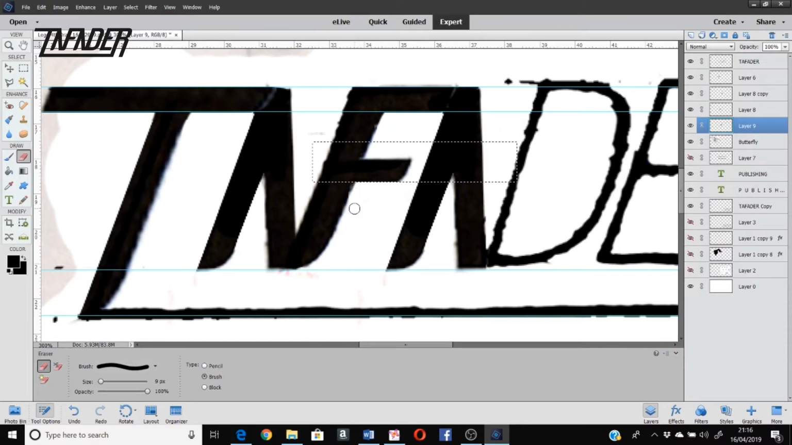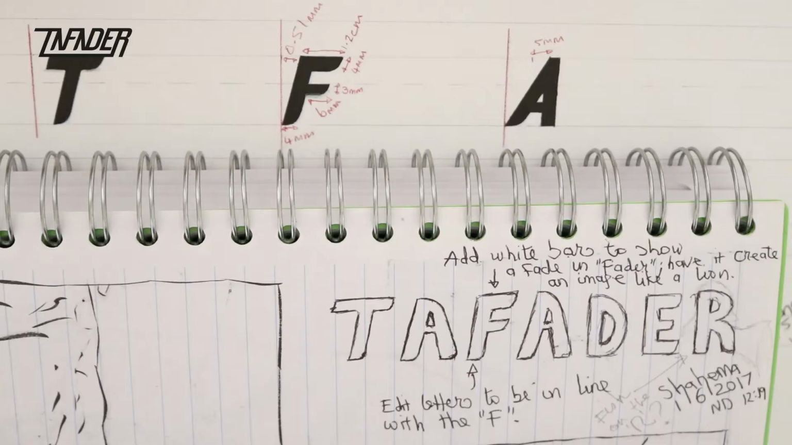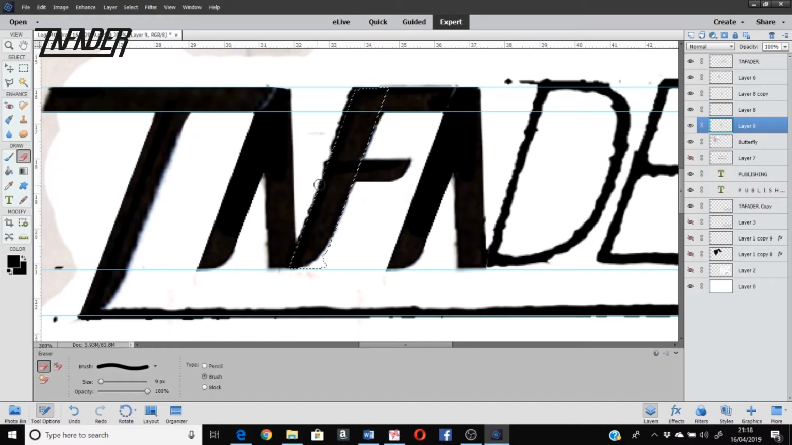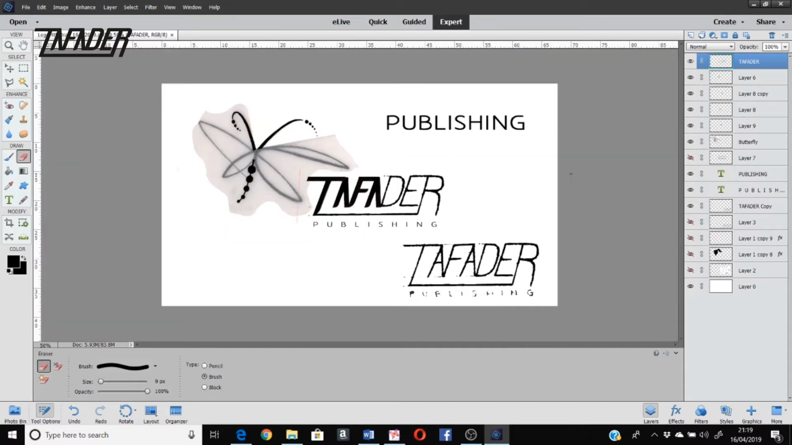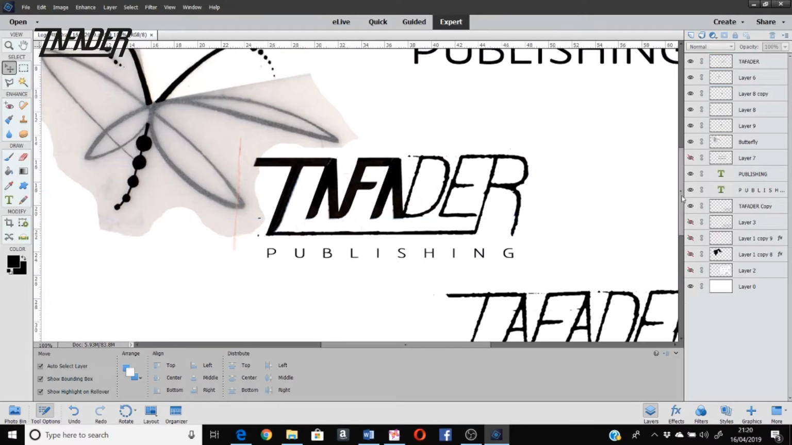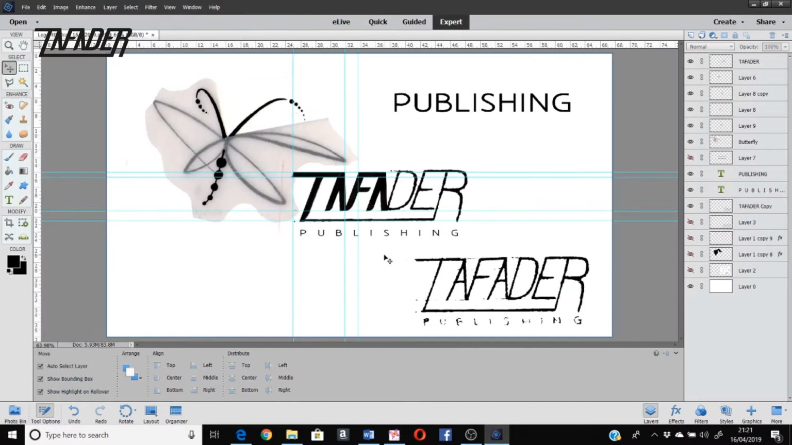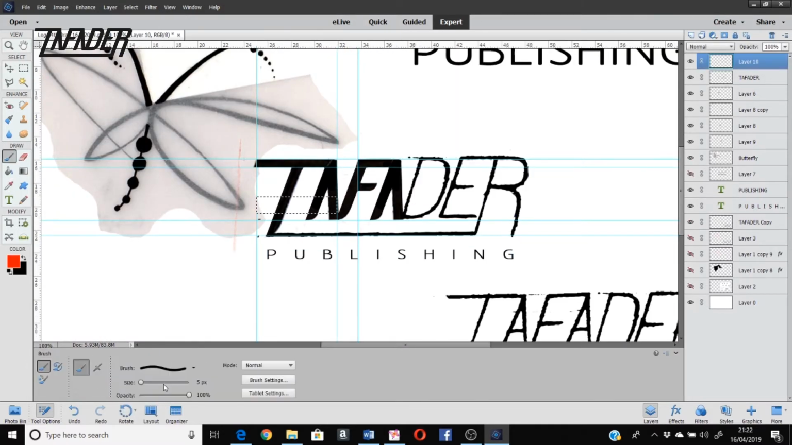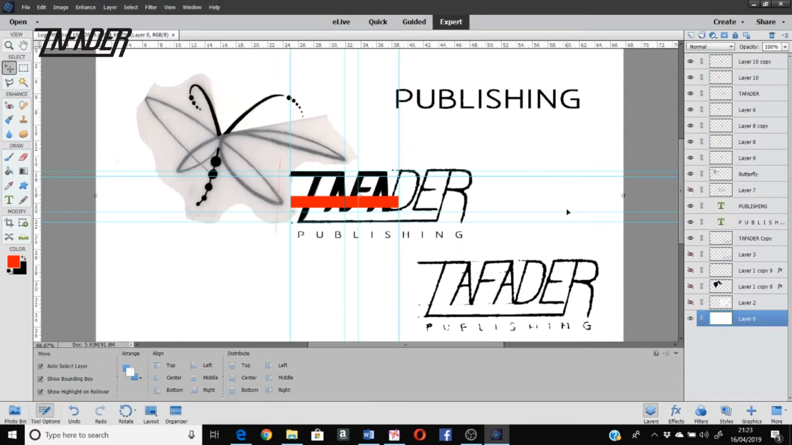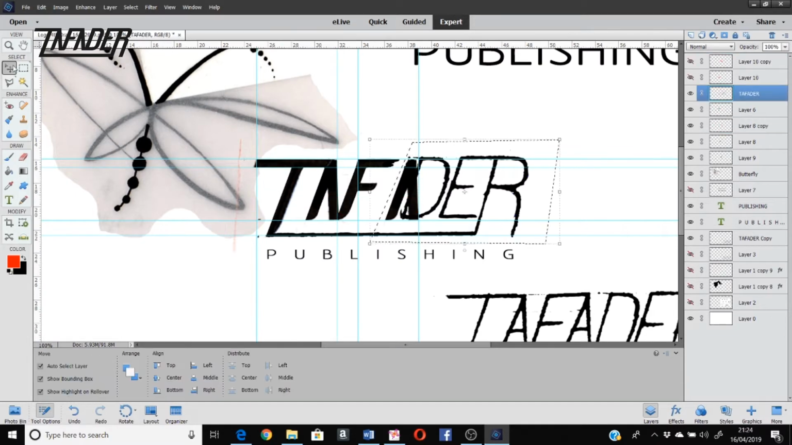In this case, I simply sketched out the word Tafeda and I liked the way the F looked. From that F, I then designed the rest of the letters. There are certain characteristics in the F that I really liked. The first is that it's slightly slanted, and then I really like where the curves are in the letters as well.